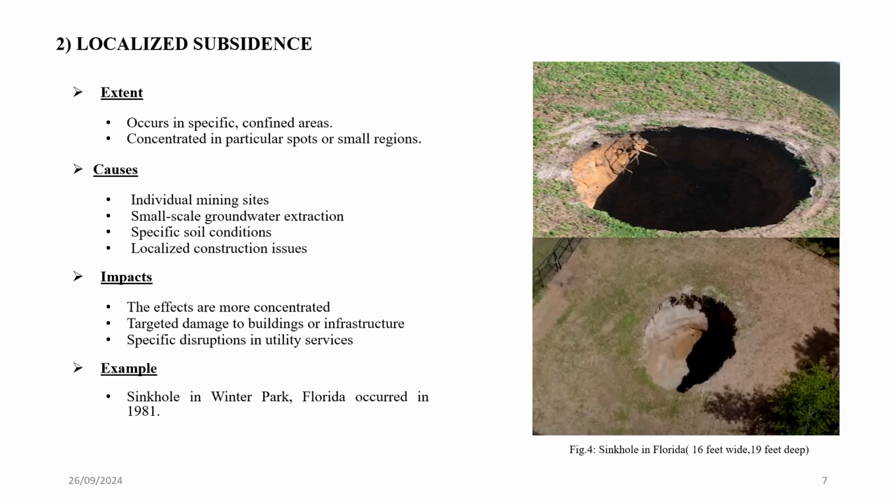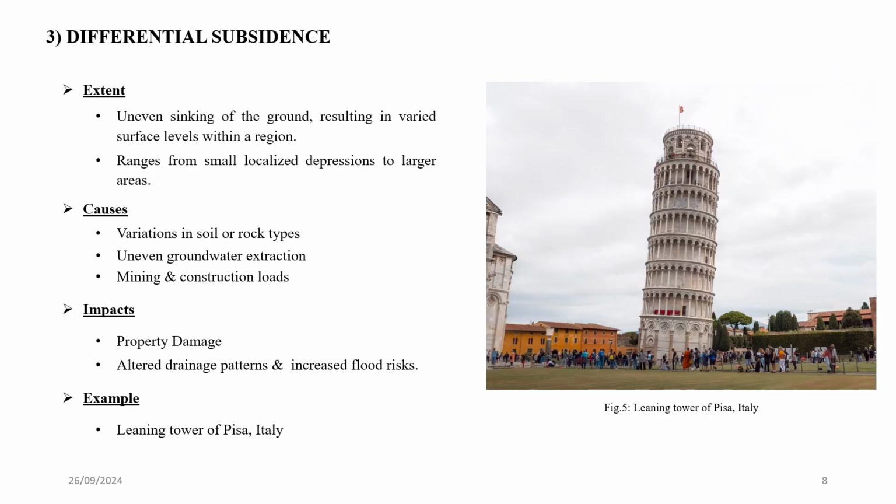Here is a picture of a sinkhole in Florida caused due to localized land subsidence, which was 16 feet wide and 19 feet deep. Now let's look at the third type of land subsidence, differential subsidence. It occurs when the ground sinks unevenly, creating variations in elevation over a region.